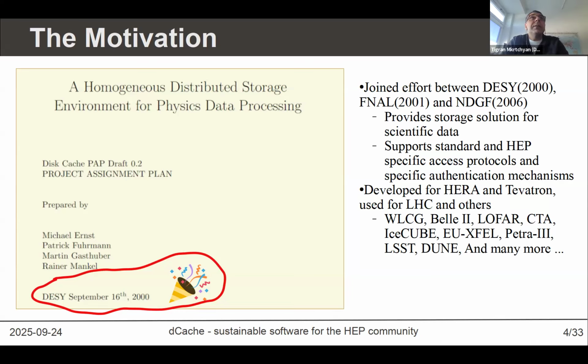By the way, this image is the original proposal draft from the 16th of September 2000. So last week we turned 25 years. And some of the people you can still see around. Martin is definitely connected here. Patrick Fuhrmann still works at DESY. Rainer Mankel still works at DESY, and Michael Ernst worked at DESY and Fermilab for many years.